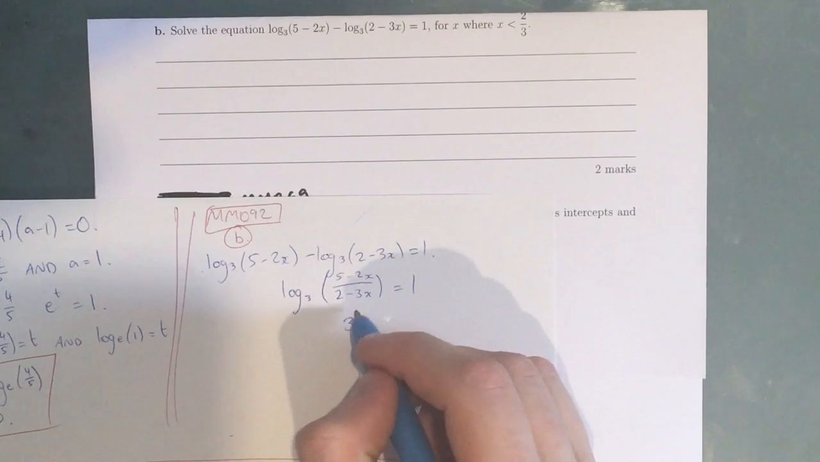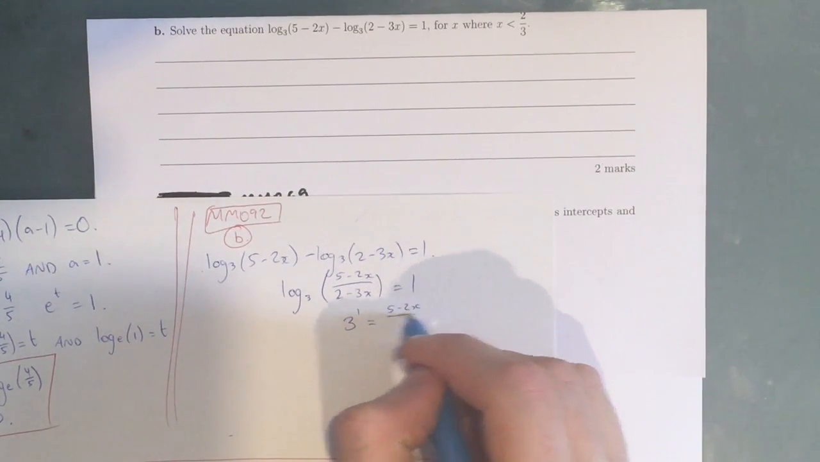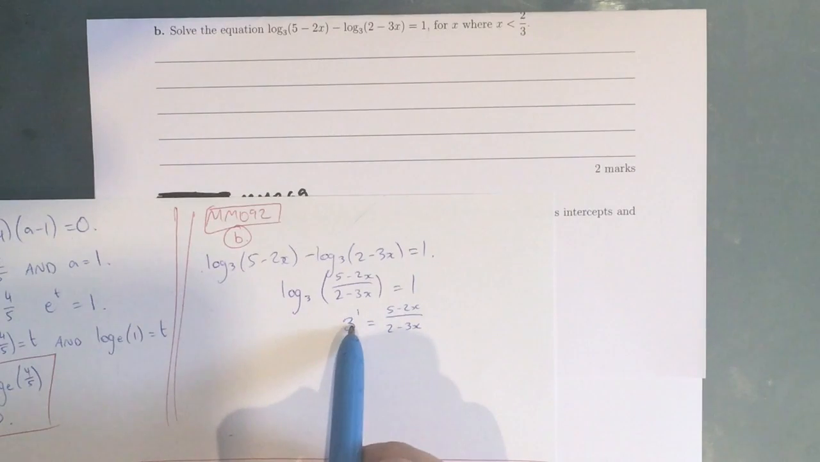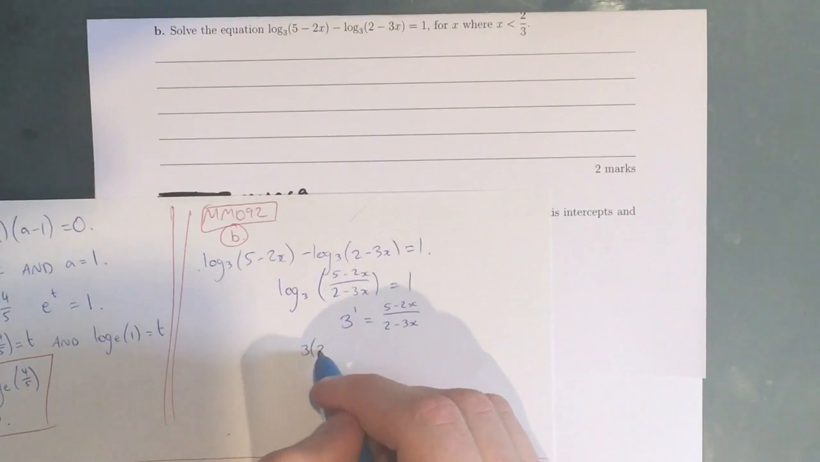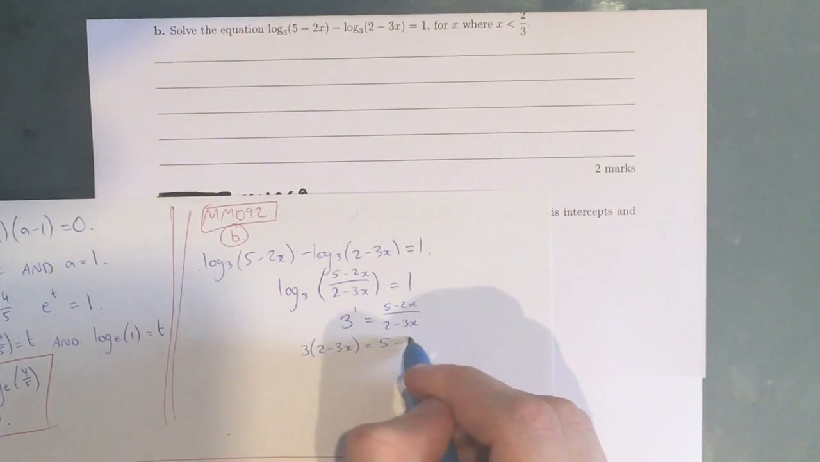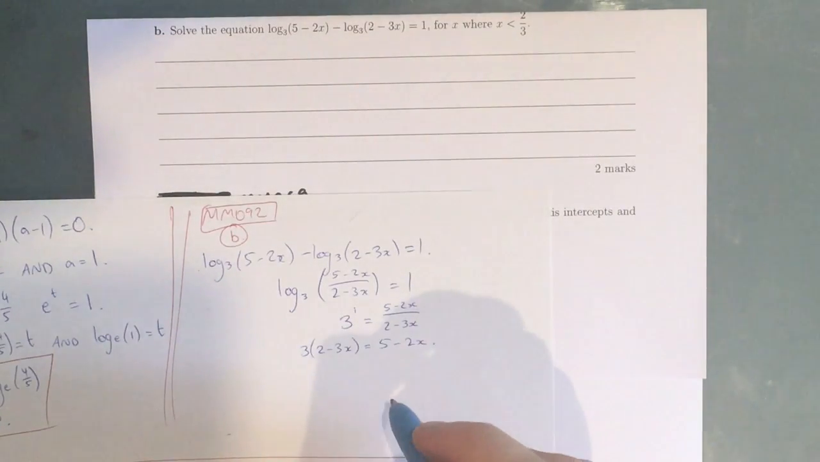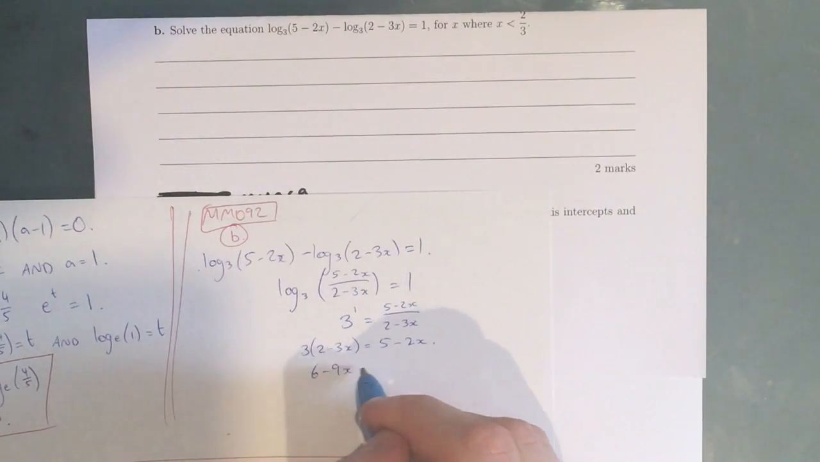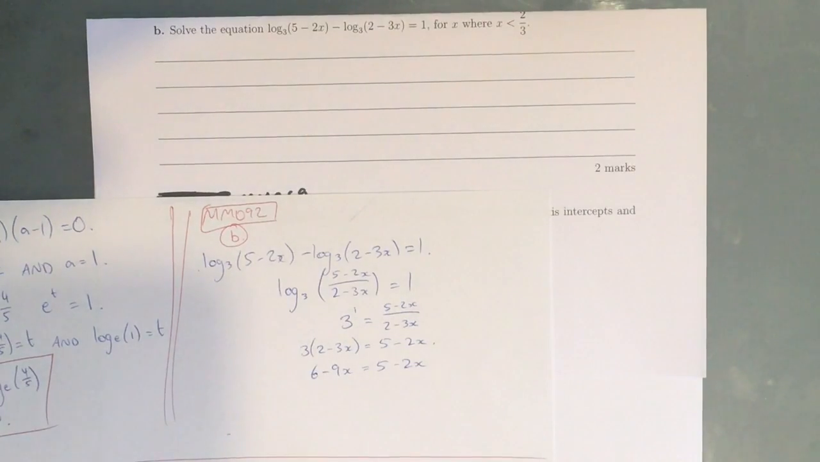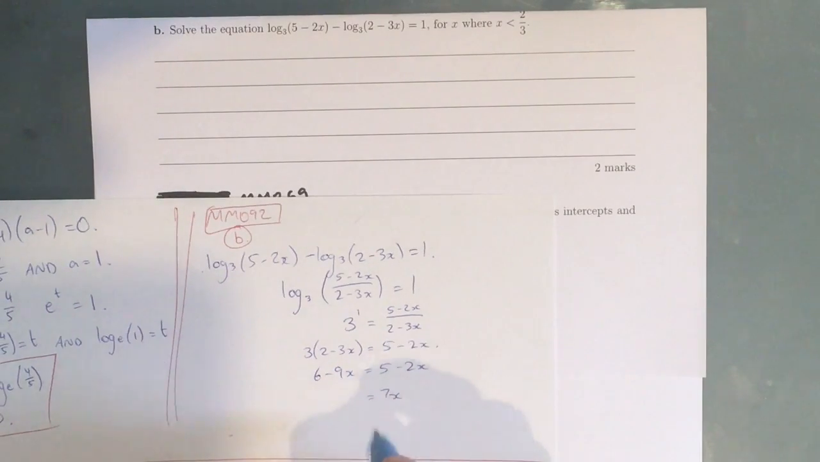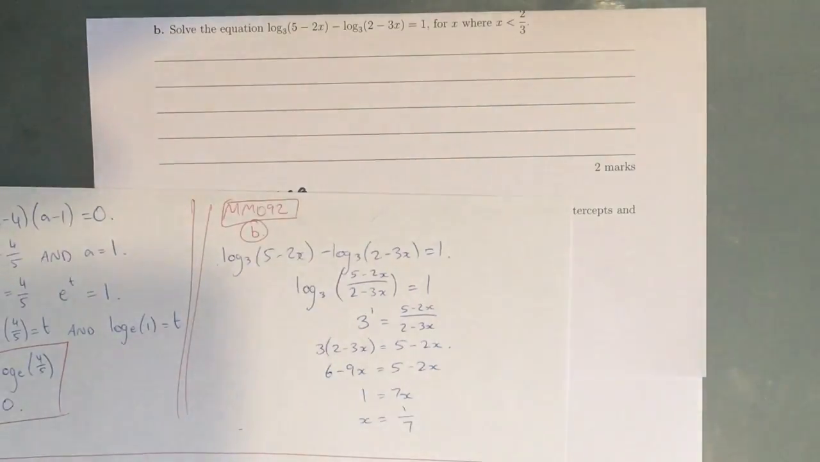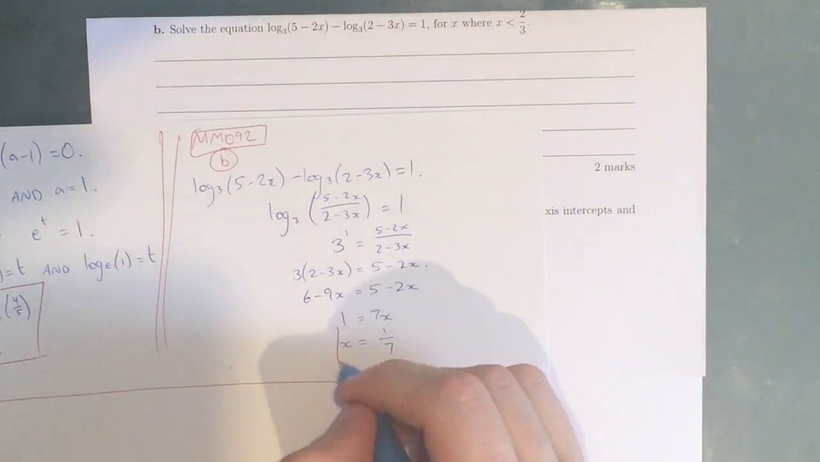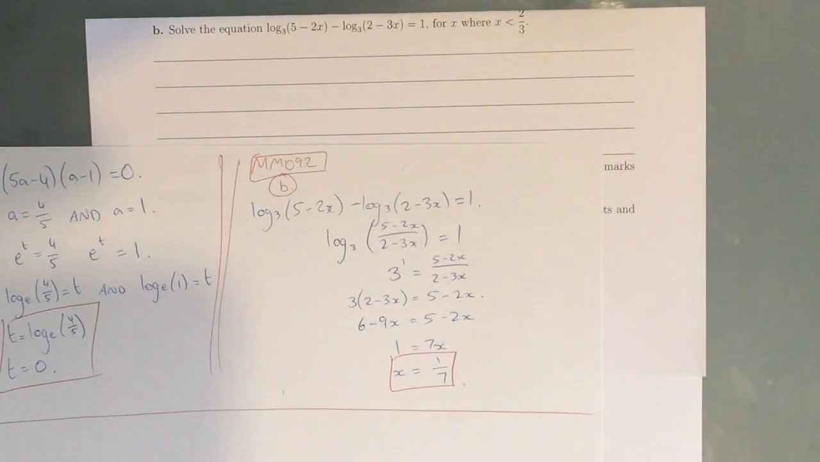So I like saying 3 to the power of 1 is equal to (5 take 2x) over (2 take 3x). 3 to the power of 1 is simply 3, which means that when we times both sides by 2 take 3x, we get 3 times (2 take 3x) equals 5 take 2x. So from here, we get 6 take 9x equals 5 take 2x. Adding 9x to both sides, we get 7x on this side. And taking away 5 from both sides, we get 1 here, which means that x is equal to 1 over 7.